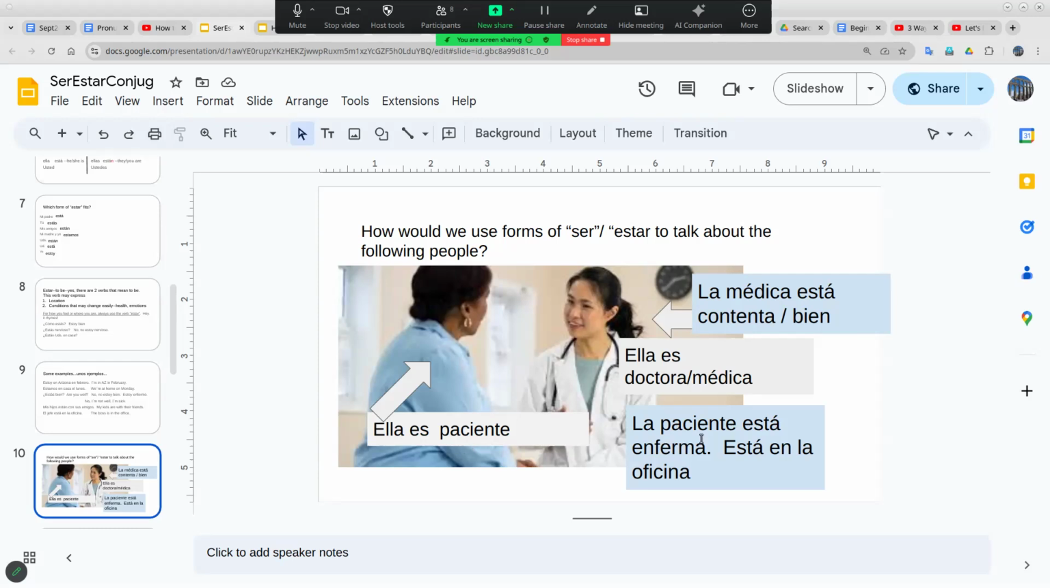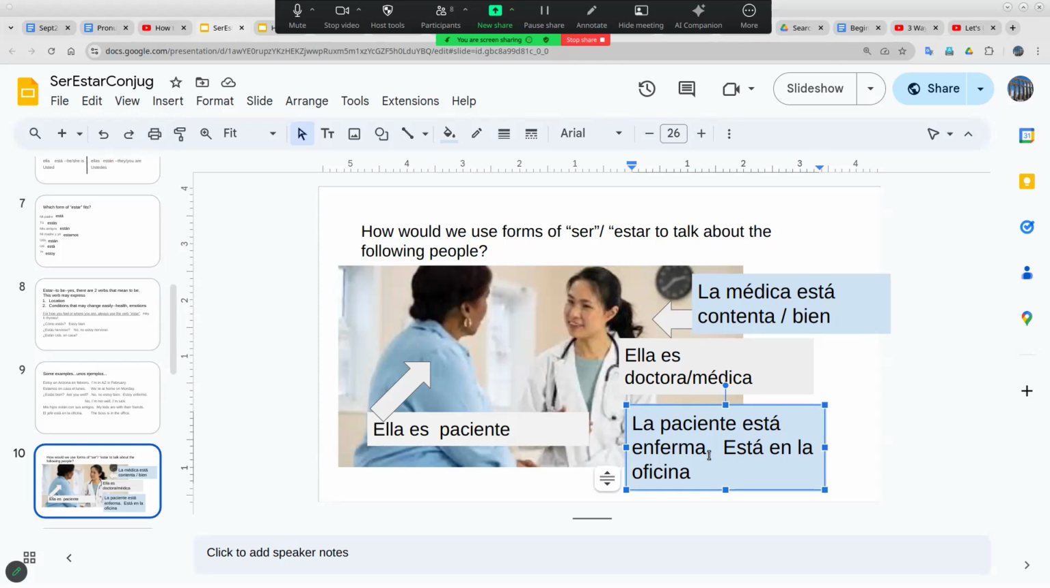That's her relationship with the doctor, right? But I might say, la paciente está enferma. The patient is sick. We have the English word infirmary. Infirmary comes from the same thing as enferma. Enferma. Ill, sick, unwell. I might be talking about her location. Está en la oficina. She's in the office. That is a location use, right? Location, health, estar. Who she is in this two-person relationship, es paciente. She's the patient. See? I'm telling who she is. Okay?